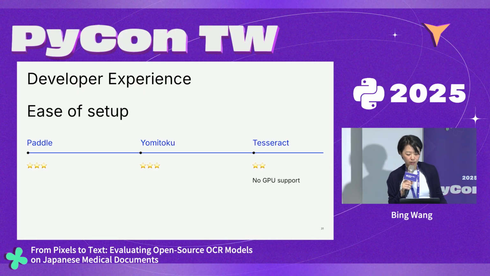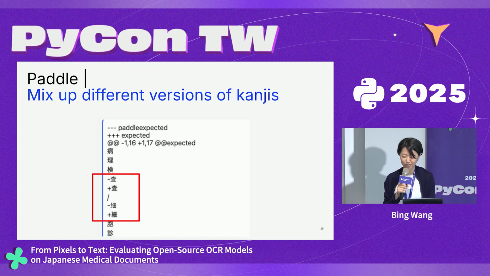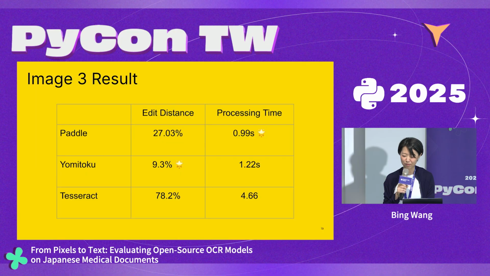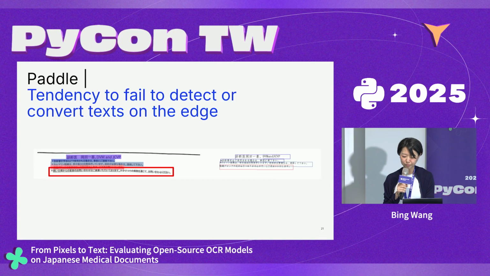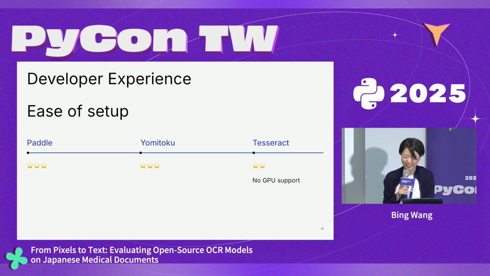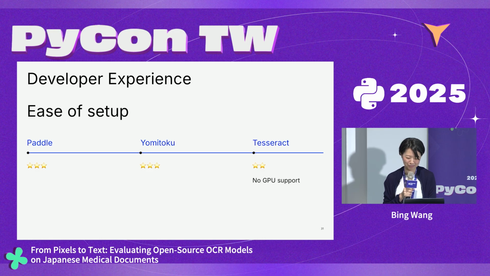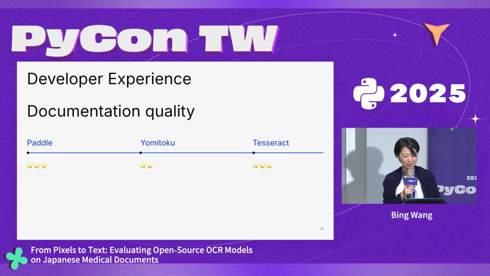Okay. Next, in terms of developer experience, I had no problem installing and setting up any of these models. Oh, yeah, I think I didn't mention, Tesseract, if you remember, is significantly slower than the other models because it doesn't have GPU support. Because of that, I'm giving it a 2-star for having no GPU support. But not every server has a GPU, and it's more expensive, so maybe it wouldn't matter for your team.